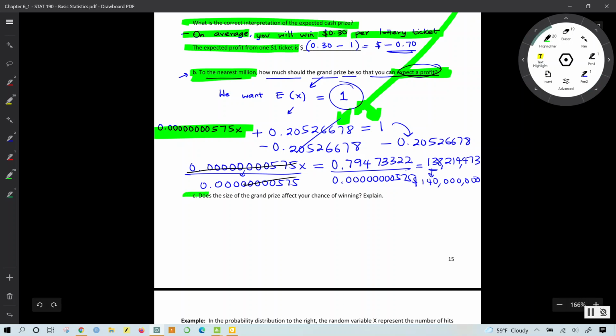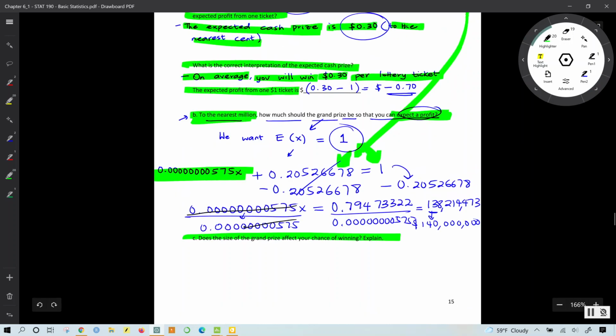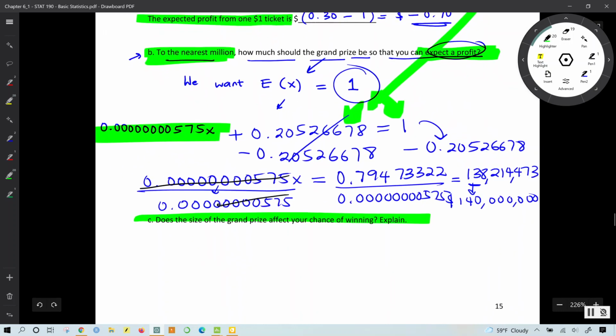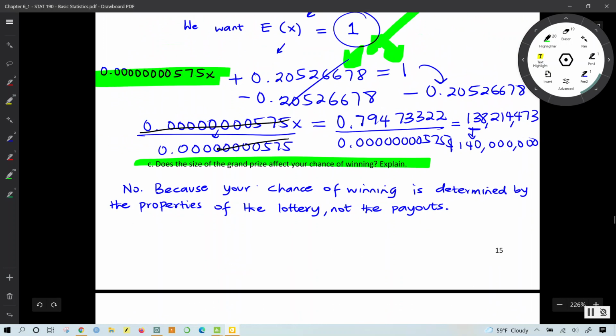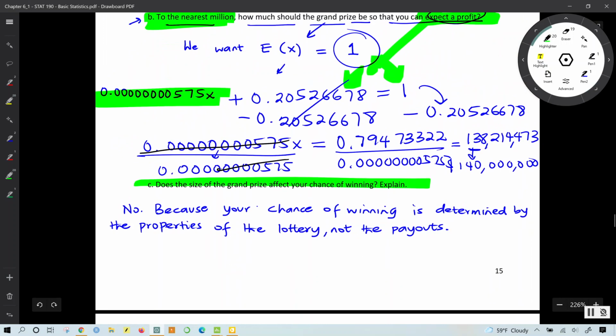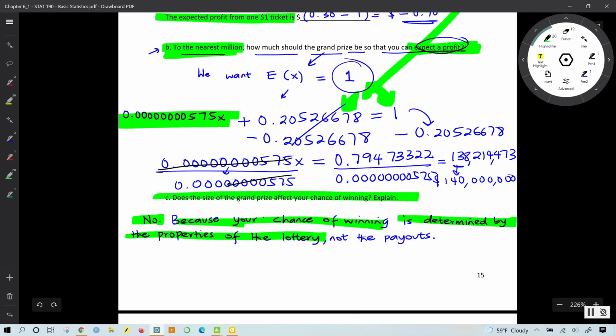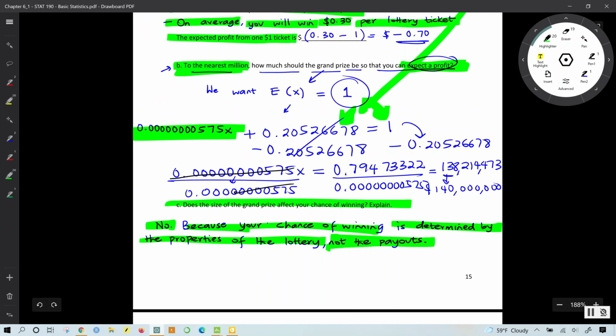The last part of this question says, does the size of the grand prize affect your chance of winning? Explain. The correct answer to this question is no. The size of the grand prize does not affect your chance of winning, because your chance of winning is actually determined by the properties of the lottery, not the payouts at all.